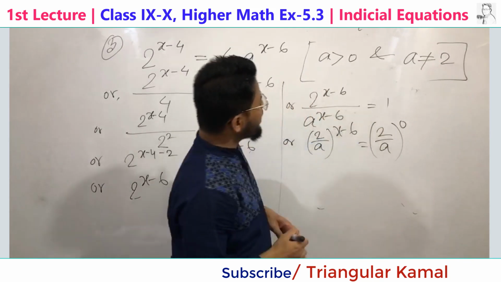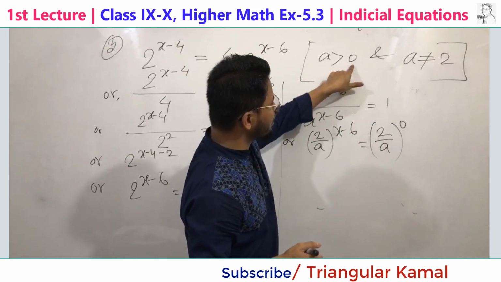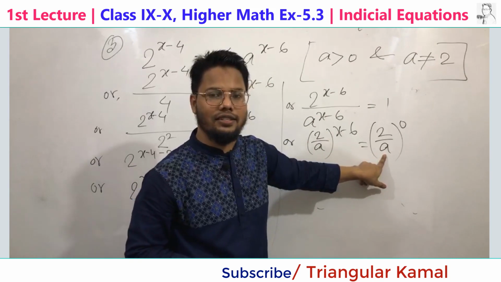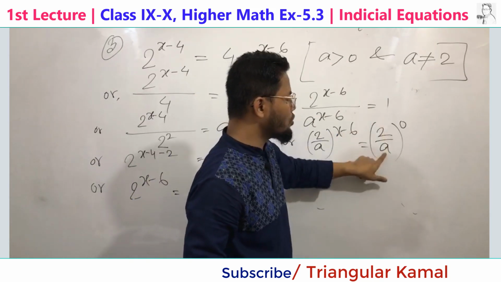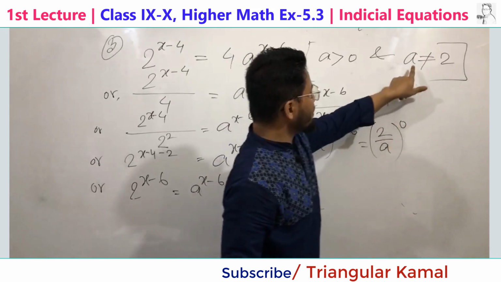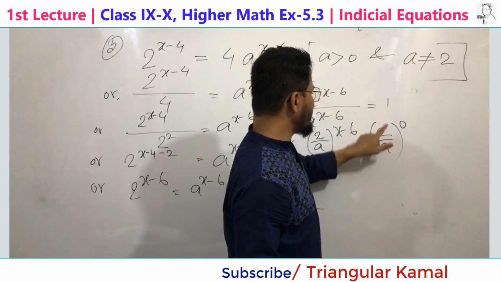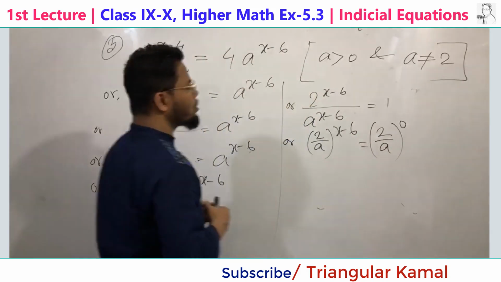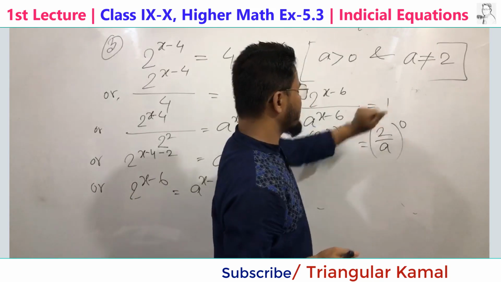Now give attention, dear audience. Here the information is given: a is not 0, so we cannot apply a as 0. If we apply a is 0, then this one will be undefined. But we can use a equals 2. If we use a equals 2, this one will be 2 by 2 equals 1 to the power 0, as in the previous one.